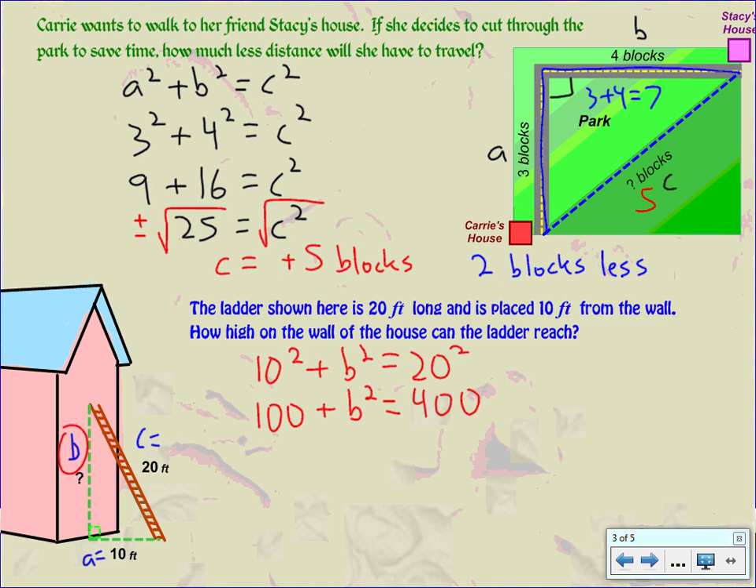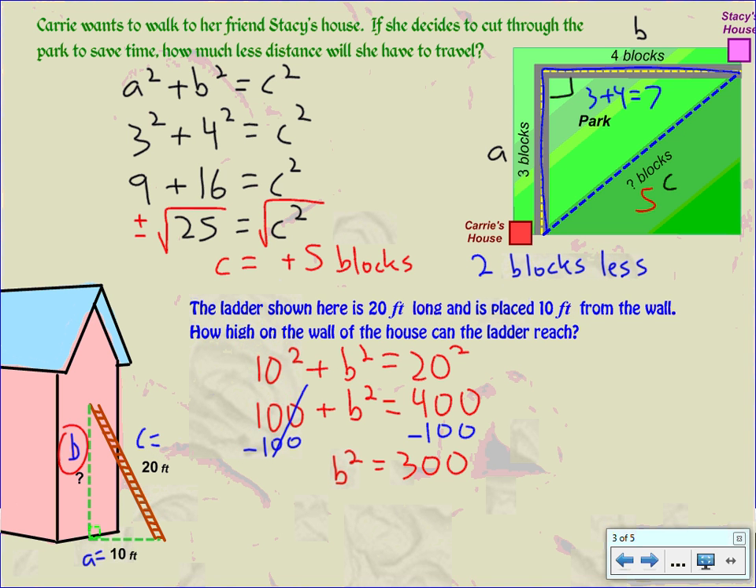Now I want to solve for b squared, right? In the last one, we just added the two numbers together. This time b squared is on one side, and I've got plus 100 that I want to get rid of, right? So if I want to get 100 out of there, what I'm going to do is subtract 100 from both sides. Again, anything you do to one side of the equation, you have to do to the other, right? So what I get on the left is b squared. These cancel out. And on the right I get 300.